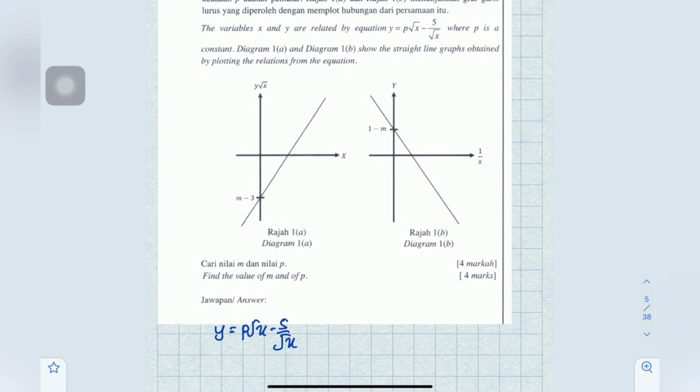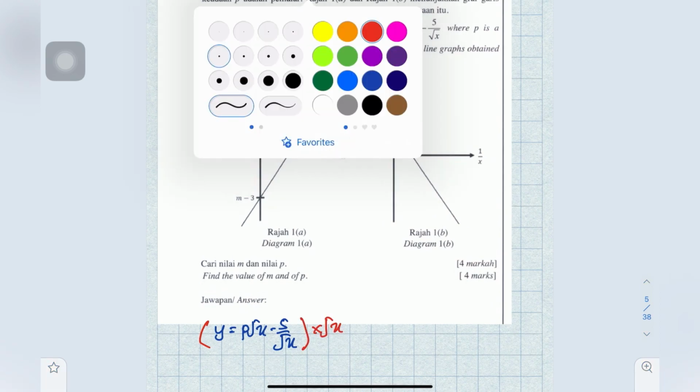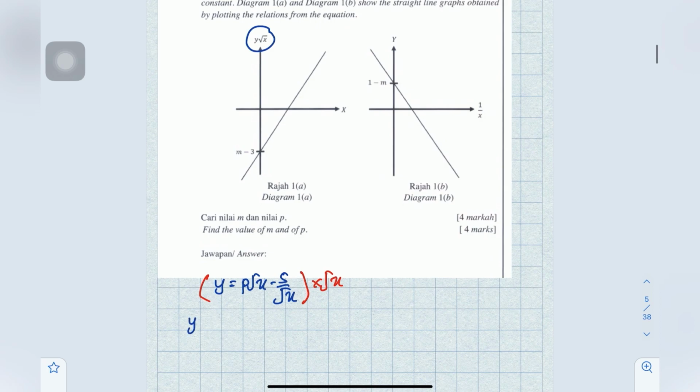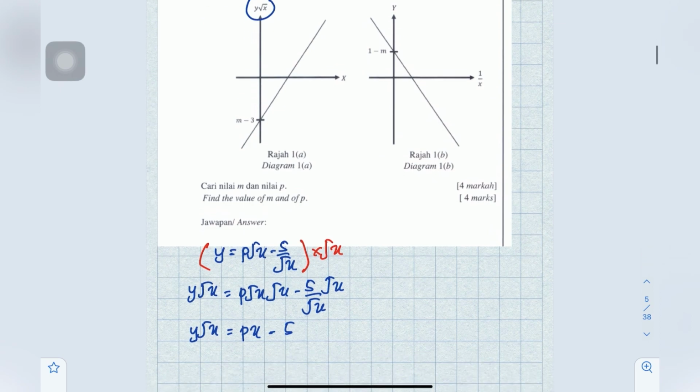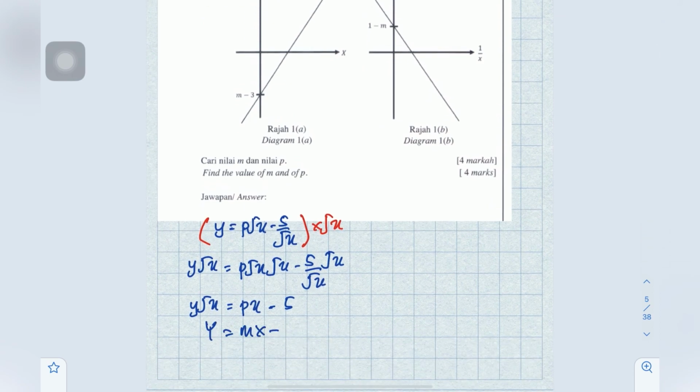Okay, so untuk the first graph yang pertama kat sini, so the clue je big Y dia is Y sec X. So kita boleh predict yang ni kita kena darab dengan sec X. Okay, so then dapatlah Y sec X equals P sec X minus 5 over sec X. Okay, so dapat Y sec X equals PX minus 5. Okay, so then dah dapat big Y kita sama, which is Y sec X. So then kita compare, kita ada big Y sama dengan M big X plus C. Kita compare apa yang ada di value dekat sini, intercept.